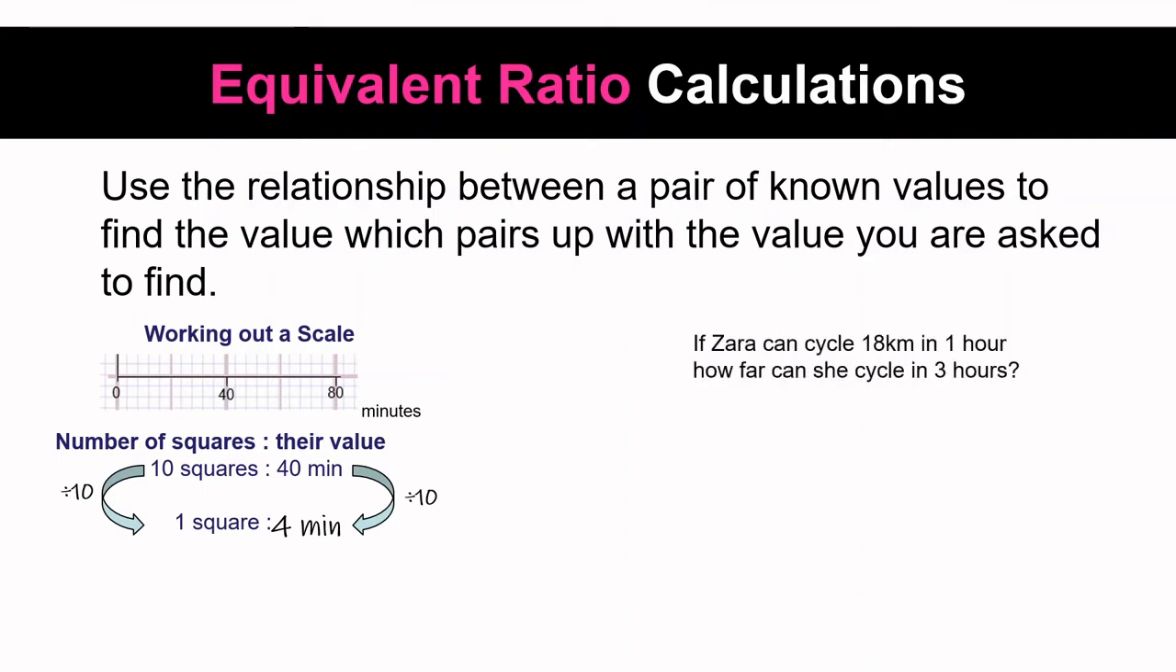Now, if we want to apply that to distance and times, Zara can cycle 18 kilometers in 1 hour. How far could she cycle in 3 hours? Again, we could set up a ratio that shows the relationship between time and distance. In 1 hour, we can travel 18 kilometers. 3 hours is 3 times that amount of time. So we should be able to travel 3 times that distance. So 18 times 3, that's 54 kilometers. So in 3 hours' time, Zara could cycle 54 kilometers.